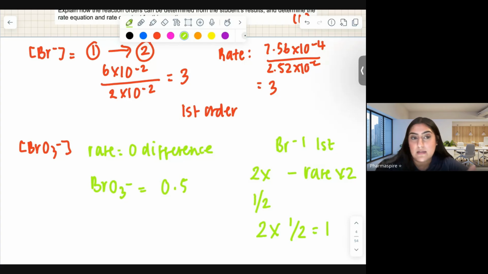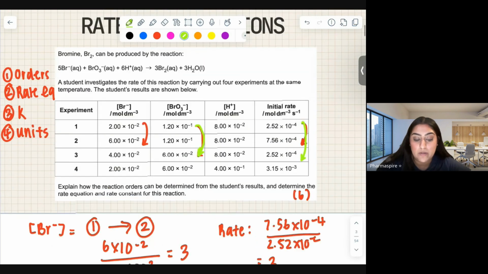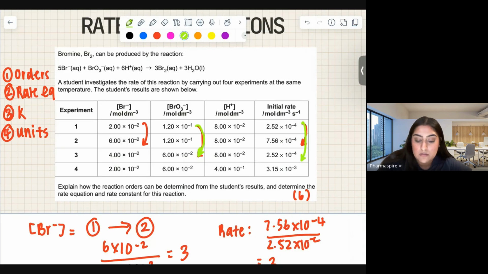Okay. So we have really odd evidence. It doesn't make any sense when we look at what we're normally doing with BrO3 because we've got a difference of a half here. So we've got a half and a 0 difference here. We need to know why. So the only way that we need to know why is actually what else is involved. Well, it's our Br minus.